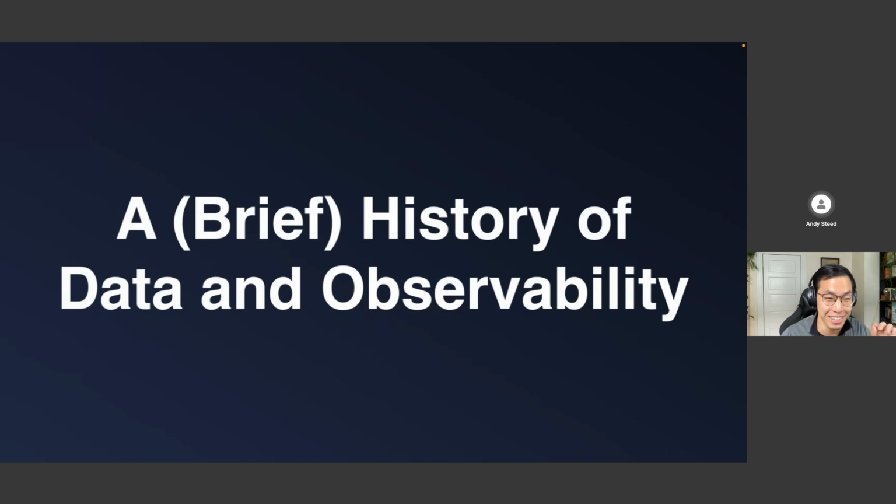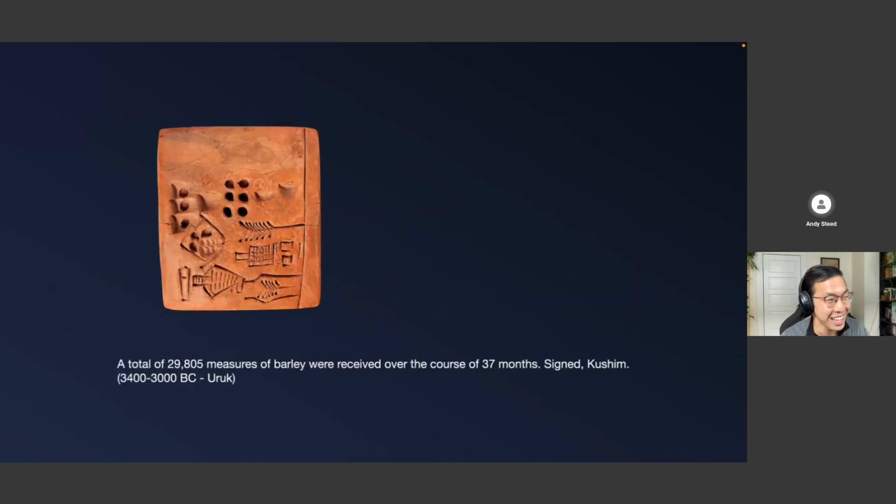And let's start specifically with a piece of data. This isn't data as we're particularly familiar with it, but it's one of the first extant pieces of writing in human civilization, from ancient Babylon. It's from Sumeria, and you might expect that this clay tablet is about some mythological story or some edict from a king, but it's literally a total of 29,805 measures of barley were received over the course of 37 months. Signed, Kushim.